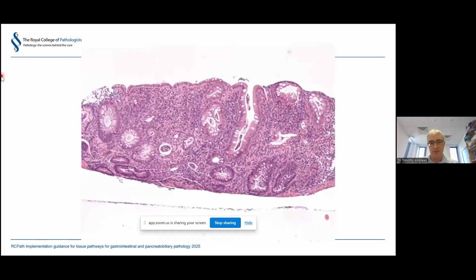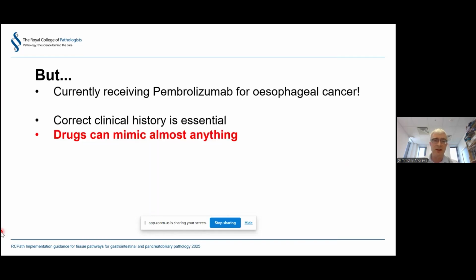In terms of, and here we have, this is a rectal biopsy. The patient presented with rectal bleeding, and I hope people would appreciate that you've got crypt distortion, you've got diffuse chronic inflammation. The patient was actually receiving pembrolizumab for esophageal cancer.